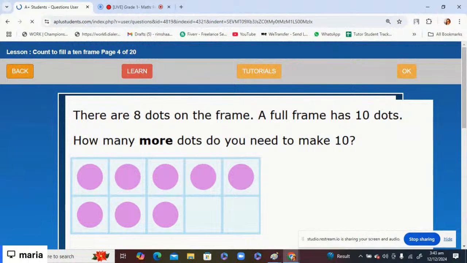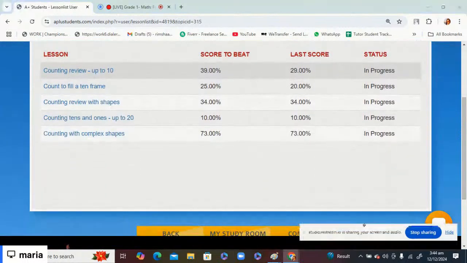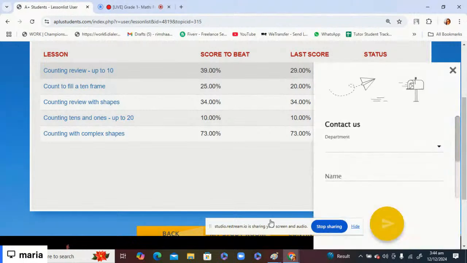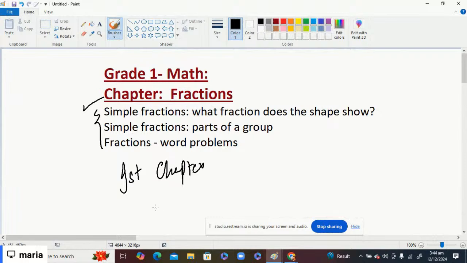So hope you guys understand this lesson as well. Before starting the next session, practice all these lessons that we covered today. If you still don't get any question and need help, you can contact tutors by using this live chat button, putting your department like English or maths that you need help with, putting your name and then just sending. So this is the way to contact the tutors. Today we covered the grade 1 maths chapter on fraction, these 3 lessons, and also covered the first chapter, 2 lessons.